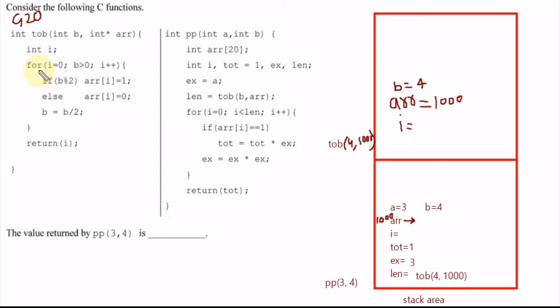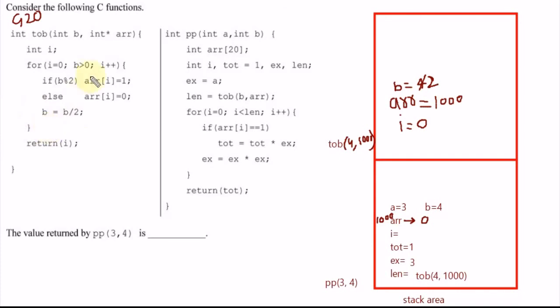Now we are going to execute our for loop. We initialize i with 0. This condition is true because b is 4. Now we check the if condition. This condition is false because 4 mod 2 is 0, and 0 is considered false, so the if part is not executed, while the else part is executed. So array[0] will be 0. The first element will be 0. Now we divide b by 2, and that makes b 2.